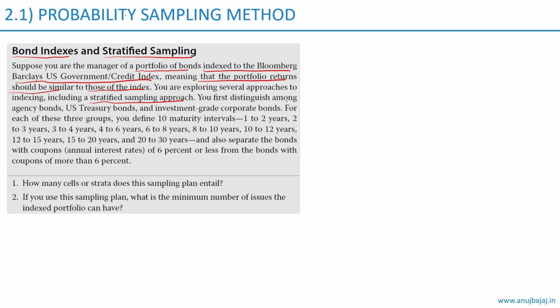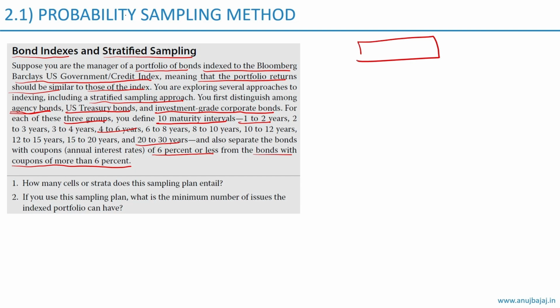So you first distinguish among the agency bond, the US Treasury bond and the investment grade bonds. And for each of the three groups, you define 10 maturity intervals, 1 to 2 years, 4 to 6 years, and the last maturity interval is 20 to 30 years. So for each of the three groups, you have 10 different strata. And also, you separate the bonds with coupon of 6% or less from the bonds with coupon of more than 6%.